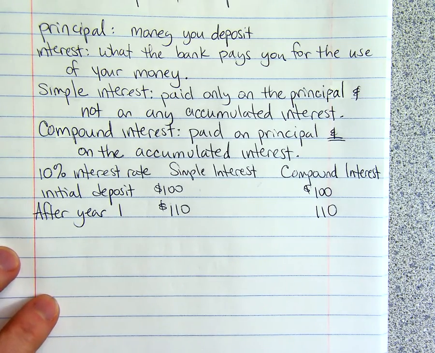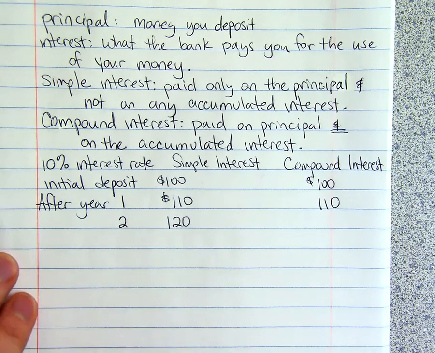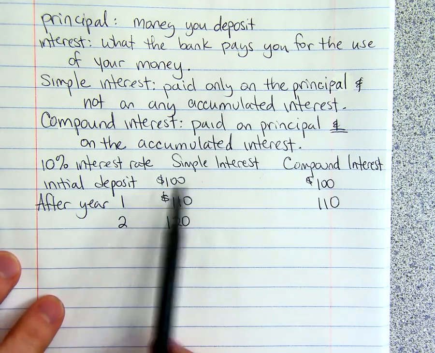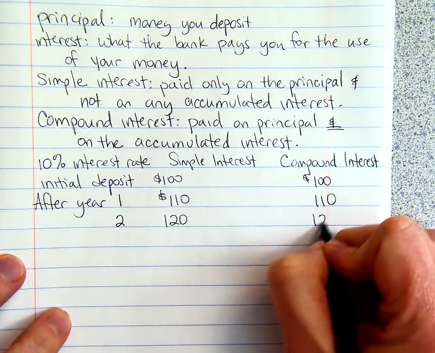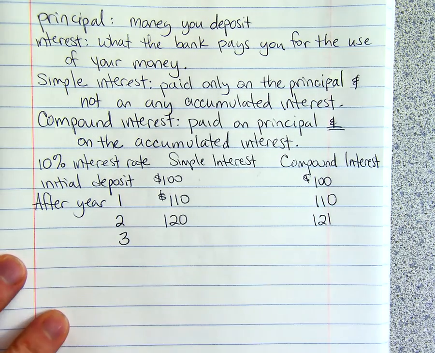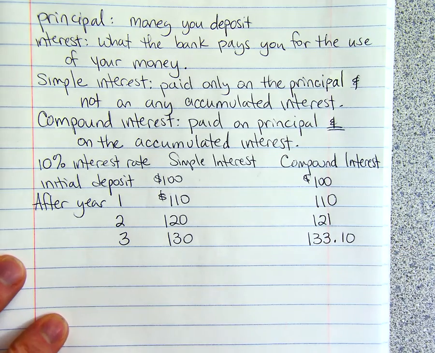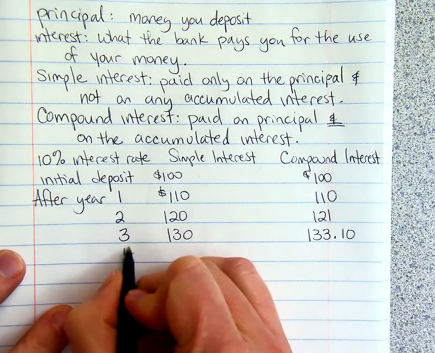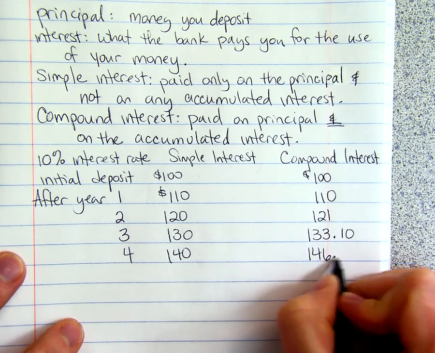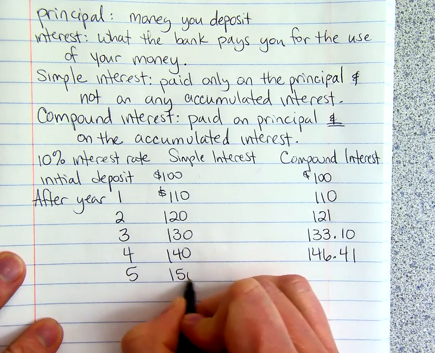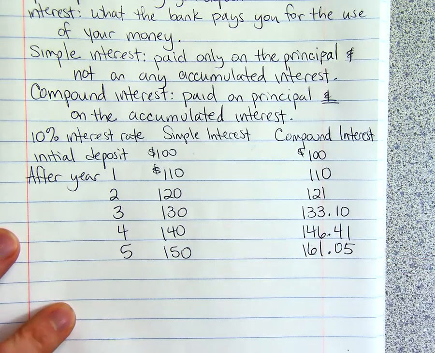After the second year, simple interest will have $120, so we're only adding $10 every time, because we're only doing 10% of 100. But for compound interest, we're going to add 10% of 110, which is $11, so we'll have $121. After 3 years, this one will have 130, and compound interest will have 133.10. After 4 years, this one will have 140, and compound interest will be 146.41. After 5 years, the simple interest account will have 150, the other one will have 161.05.